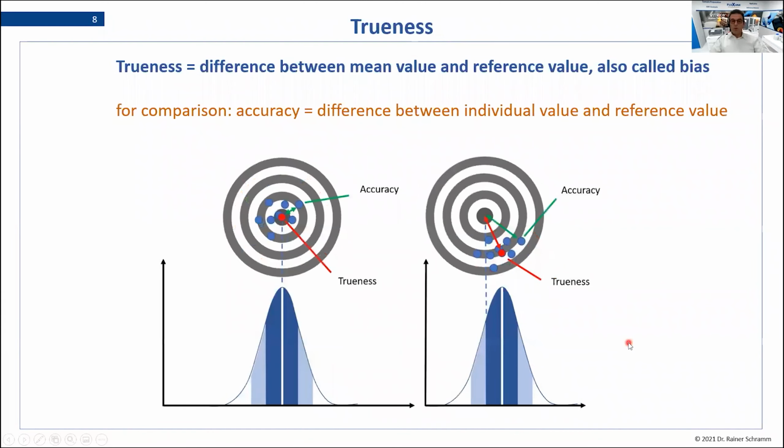The next thing will be the trueness. The trueness is the mean value of your measurements, and then the distance to the certified value or the reference value. While, just for comparison, because this is mixed up very often, the accuracy is just a single value, the difference to the reference value. So this trueness is also called bias, just as information.